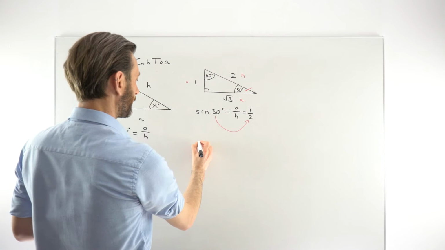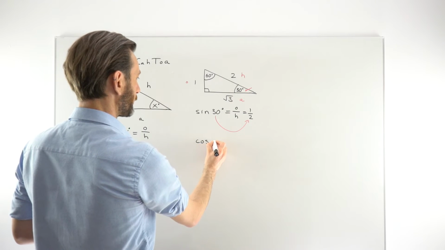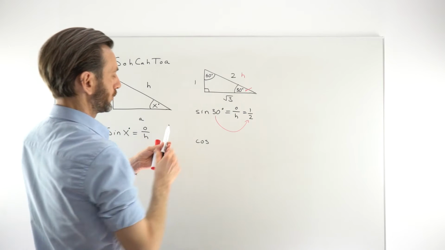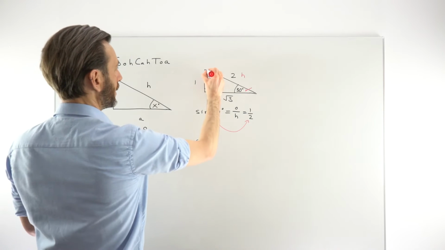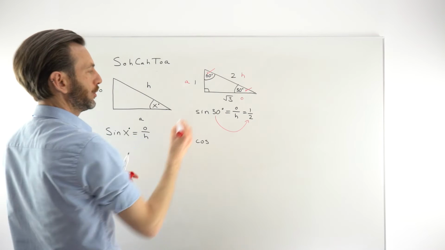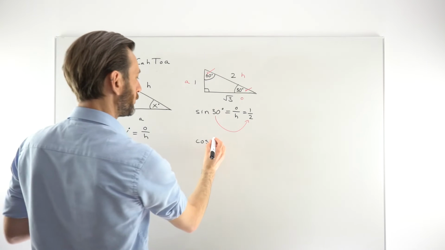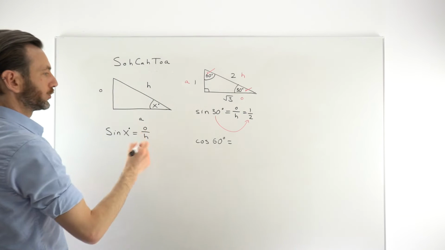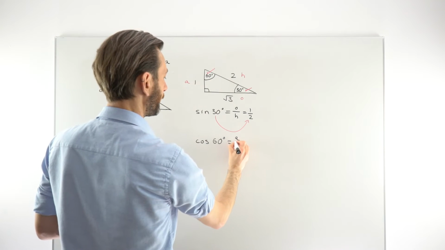Similarly, if we were to take the cosine, let's take the cosine of 60 degrees. So for the 60 degrees, we'll need to switch those around. If that's now our reference angle, then that's now opposite over here. This is adjacent, and the hypotenuse stays the same. So the cosine of 60 degrees, cosine from SOHCAHTOA is adjacent over hypotenuse.